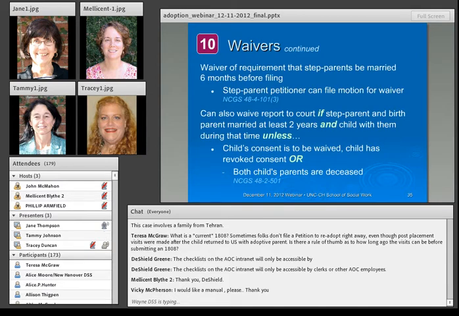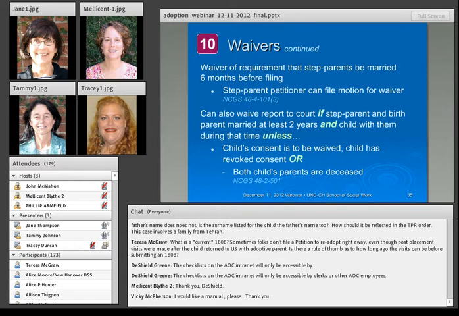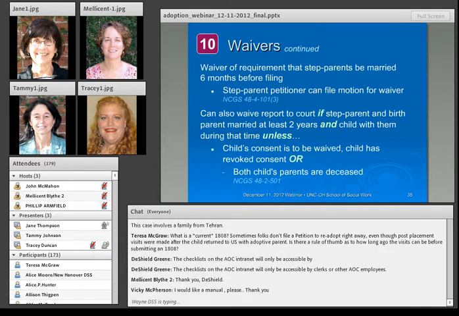There is a waiver requirement, 6 months for step-parent adoption. They have to be married for at least 6 months, or the child has resided with them for at least 6 months. If it's been a shorter period of time and they request a waiver, put your reason why.